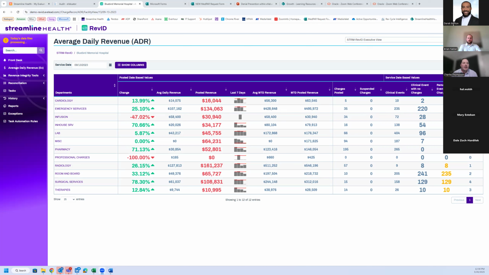Now, it does get more granular. You're able to drill into each one of these departments and see the same view for each cost center. And you can really drill in on the opportunities and the discrepancies that exist. I'm going to show you what that looks like from the lab point of view, and then we'll get into the user workflow. As you can see with lab, we posted about 6% more revenue than we expected. However, I still have 96 events, 96 opportunities.